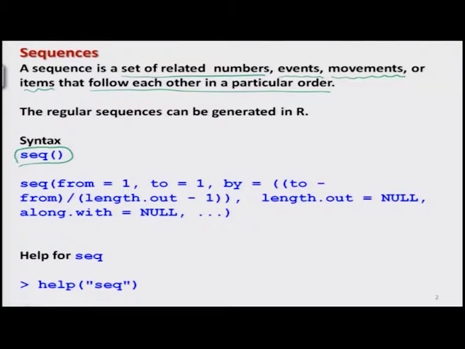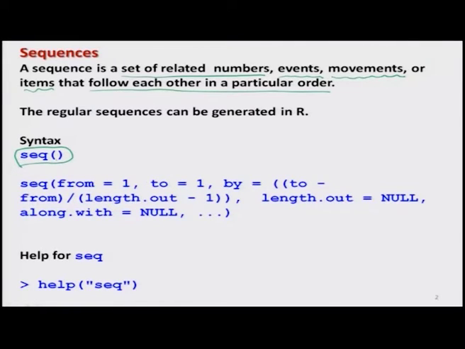So, in R programming also a regular sequence can be generated, and the general syntax for generating a sequence is seq, all in small letters, and then brackets. Inside the brackets we specify different types of commands to generate a sequence. For example, what is the starting value, what is the final value, what is the increment, what is the length, and so on.